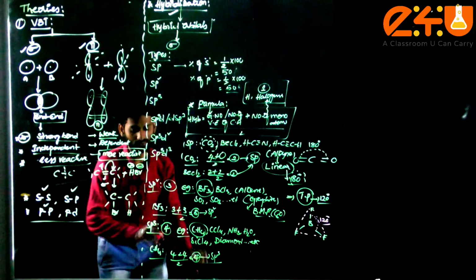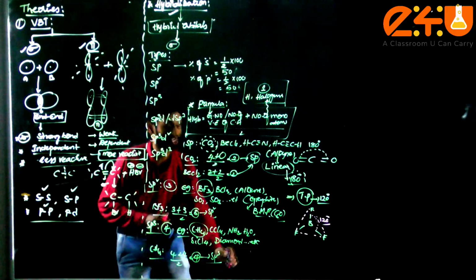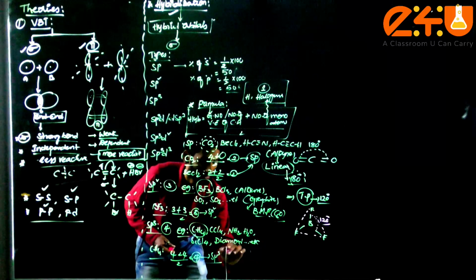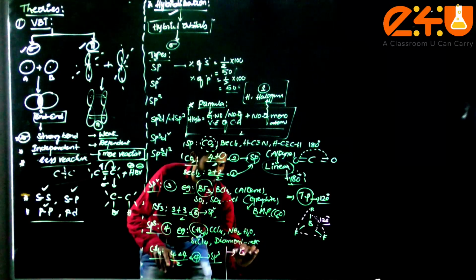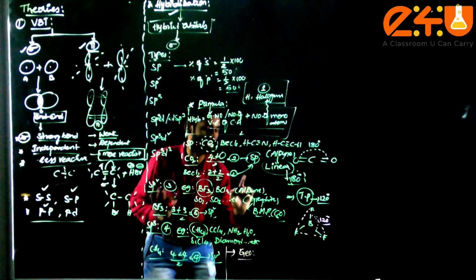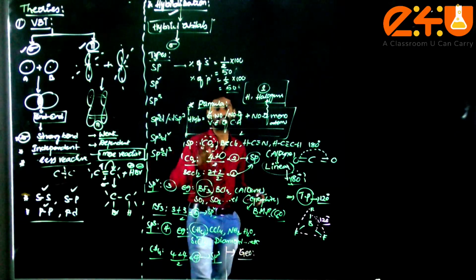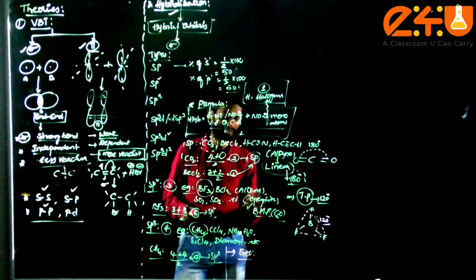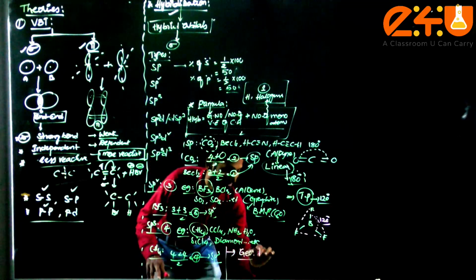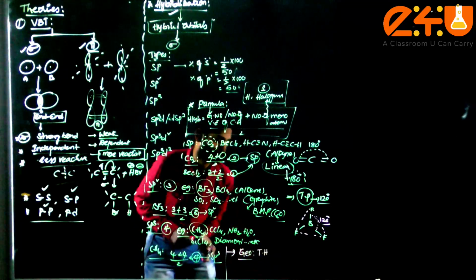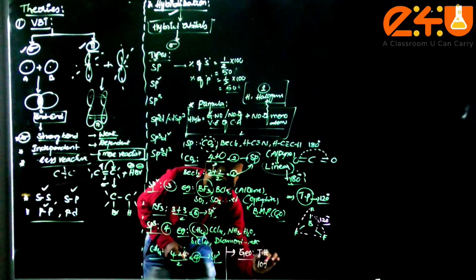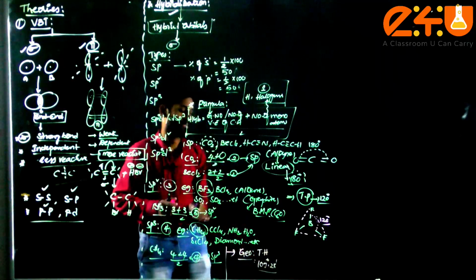Next, if sp3 hybridization is there, what about the shape? Next, bond angle. Geometry first, without any lone pairs. If lone pairs are there, one more theory is ready to explain, that is valence shell electron pair repulsion theory. The geometry comes under tetrahedral. Next, the bond angle is 109 degrees 28 minutes.